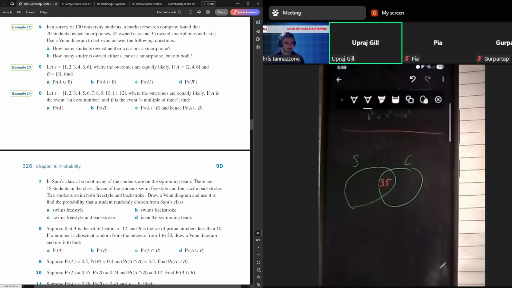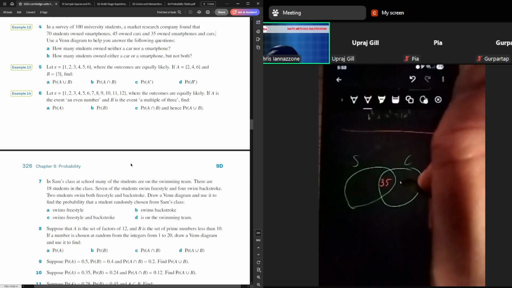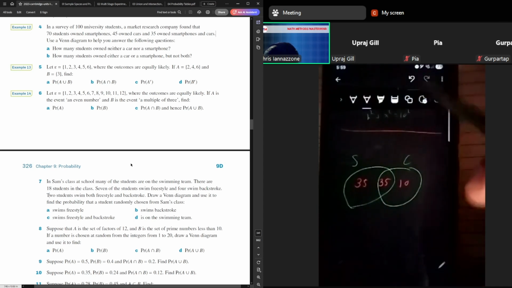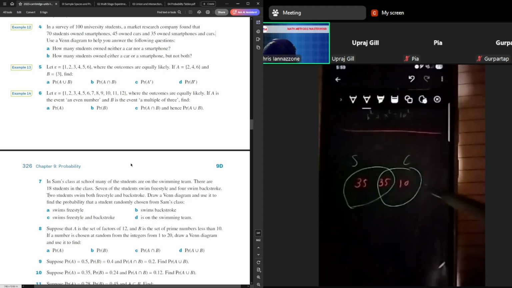Would that mean only 10 people own cars and 35 people own smartphones? Yes and no. Yes, in the sense that you've put the right numbers there, but you've described it a little bit inaccurately. This isn't the 10 people who own cars. This is 10 people who own cars, but not smartphones. So it actually also matters to explain what's not included in that spot as well. But otherwise, right, yeah.